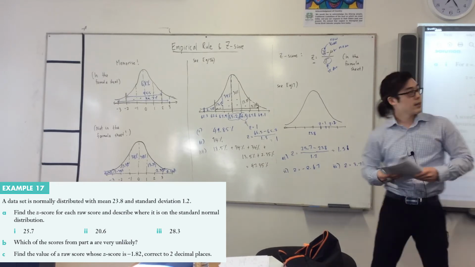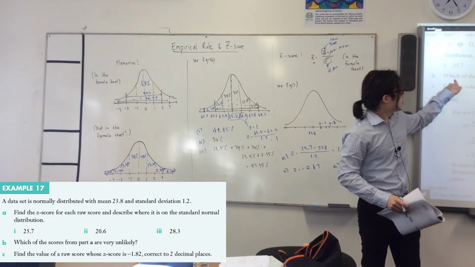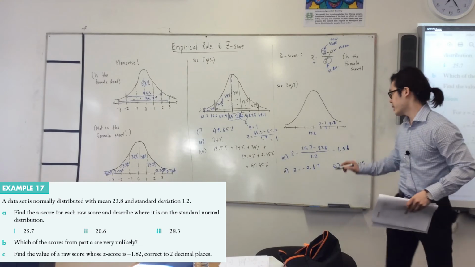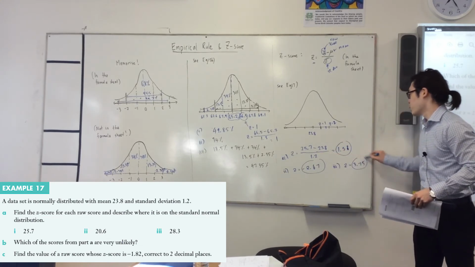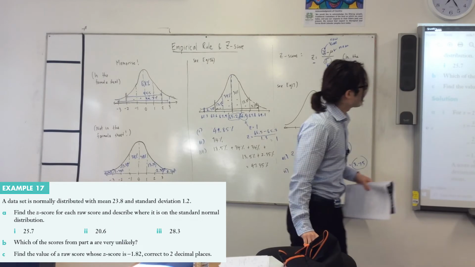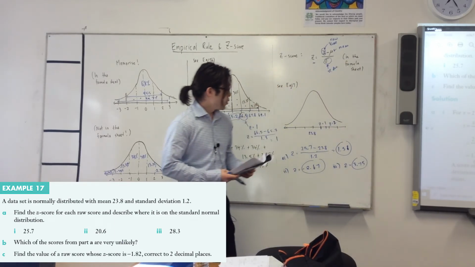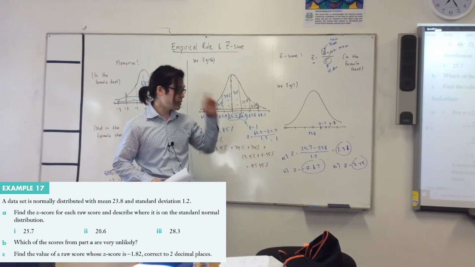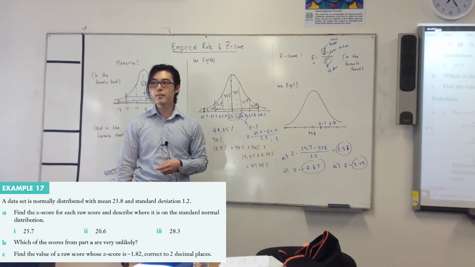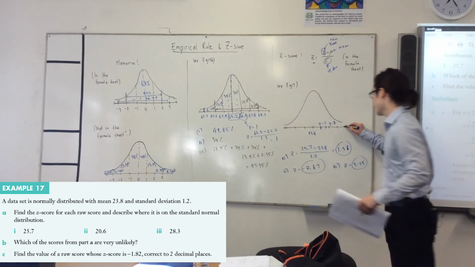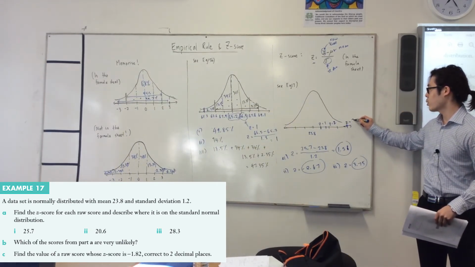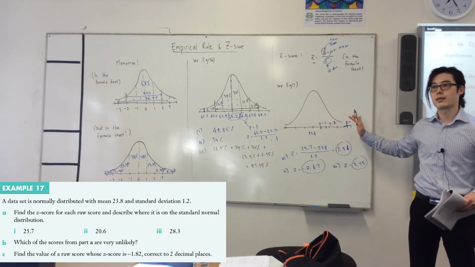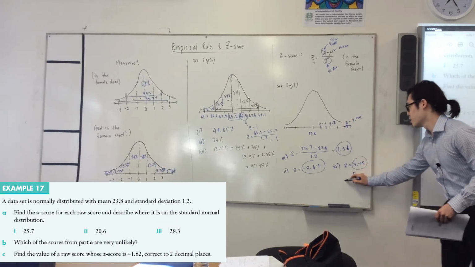Now, look at this part of the question. Which of the scores from part A are very unlikely? Given these z-scores, which one of these scores is very unlikely is the question. The answer is the third one. Why? The z-score of 3.75 is all the way up here, isn't it? The further it is away from the mean, the more unlikely it is. That's all it is.